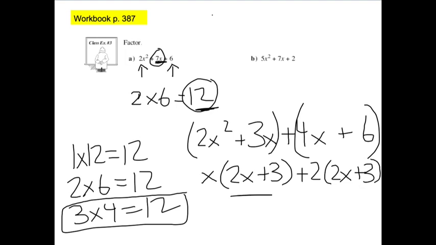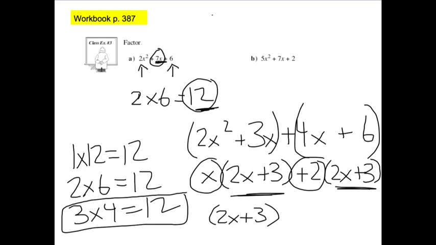You notice now we have something in common with both of these. Take that whole bracket out, 2x plus 3. And what you're left with is this and this right here. That will be part of a new bracket, which is going to be x plus 2.